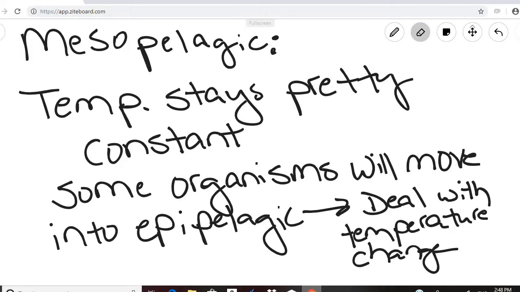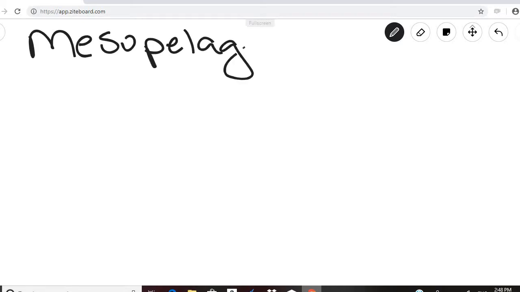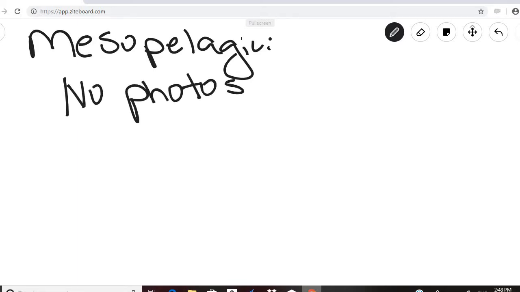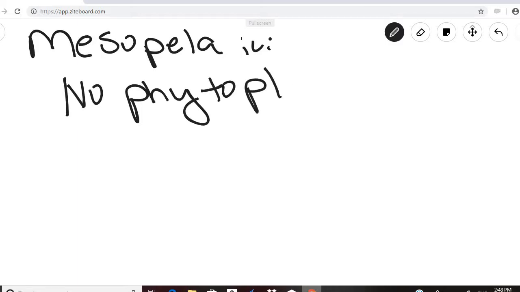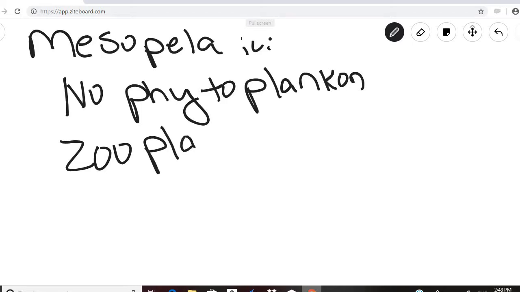In terms of food sources in the mesopelagic, there is no phytoplankton, okay, because they're not able to do photosynthesis, so no phytoplankton, but the zooplankton are plentiful.